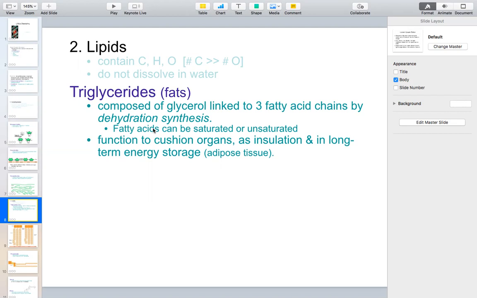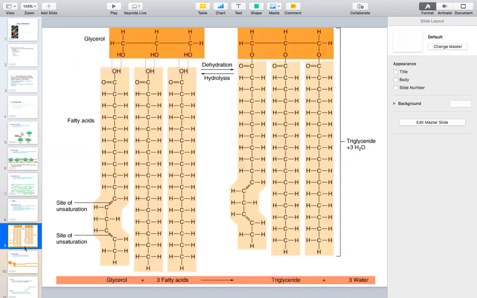Your hormones like testosterone and estrogen are made from a cholesterol fat. So here is our triglyceride before and after. So here is our glycerol. Again, it has those hydroxyl groups. So this would be a carbohydrate initially.